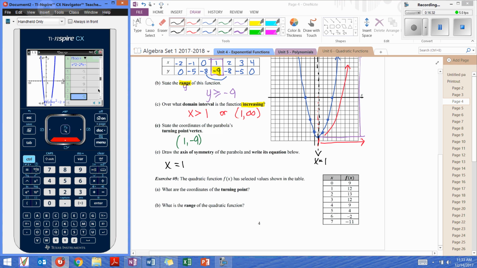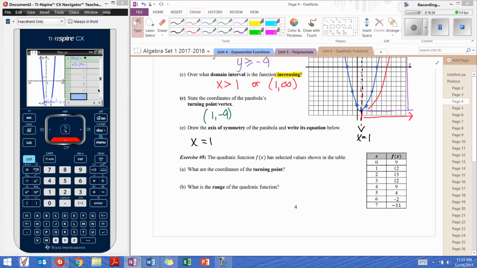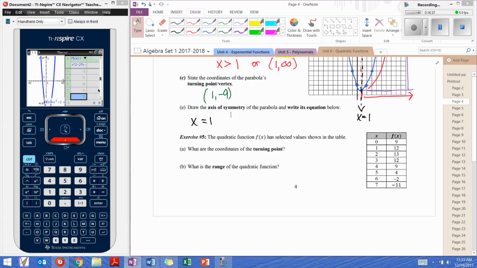All right, so here we go with exercise 5. We're almost done. The quadratic function has selected values shown in this table, and we need to find the coordinates of the turning point. Remember, that turning point has that nice pattern on both sides. As soon as we start to see that repeating of the numbers, 12, 12, 9, 9, the vertex, the turning point, is this point that falls right in between.